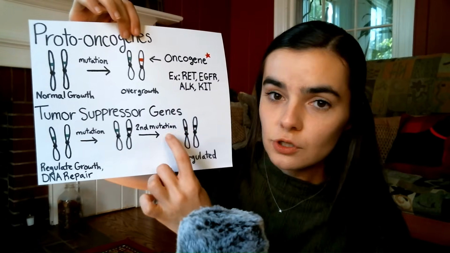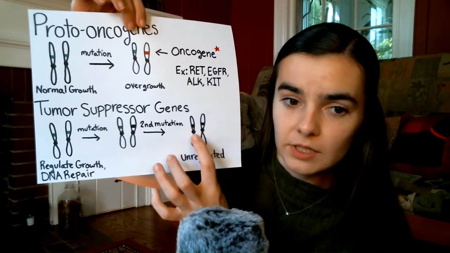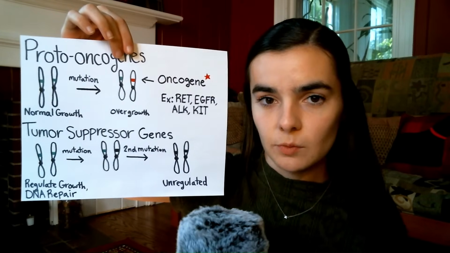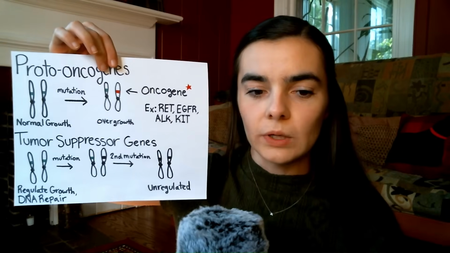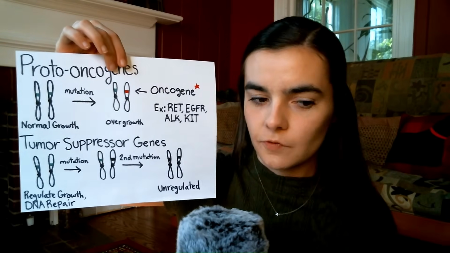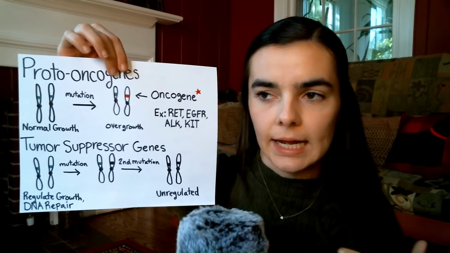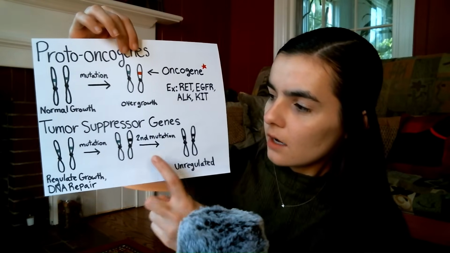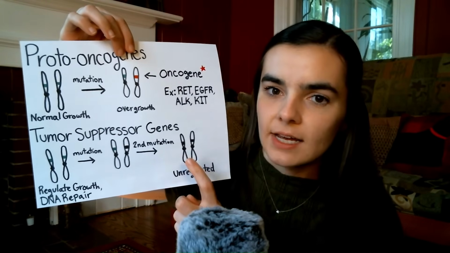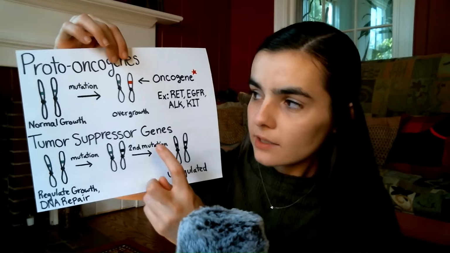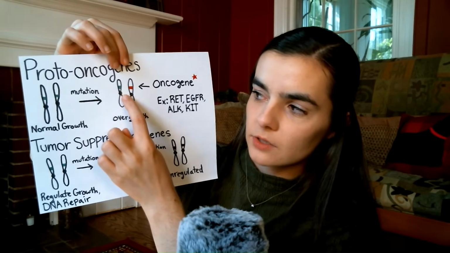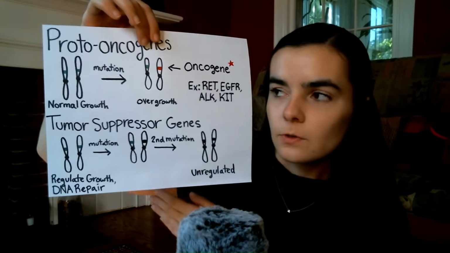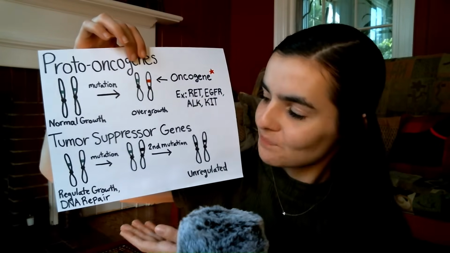However, having two mutations, so both of these are black, which inactivate both copies of a tumor suppressor gene, now we can't prevent those cells from replicating like crazy and causing cancer. So that's why with tumor suppressor genes, it requires both to be inactivated. With proto-oncogenes, only one needs to be overactivated to lead to cancer.